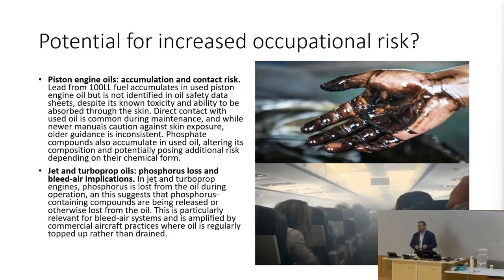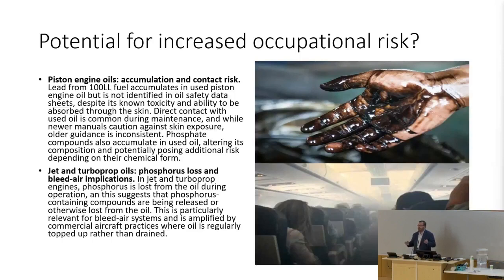We were looking at 600 ppm, give or take, of phosphorus. Depending on the compound, that could be potentially problematic, or it might be no big deal at all. And then we have the jet and turboprop oils, and that's where our main concern there is the loss of that phosphorus. Okay, so the loss of phosphorus with use could be concerning for a couple of reasons.